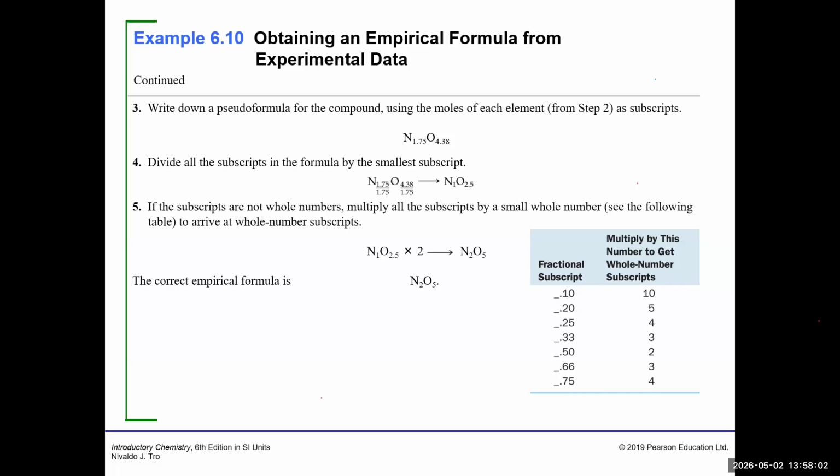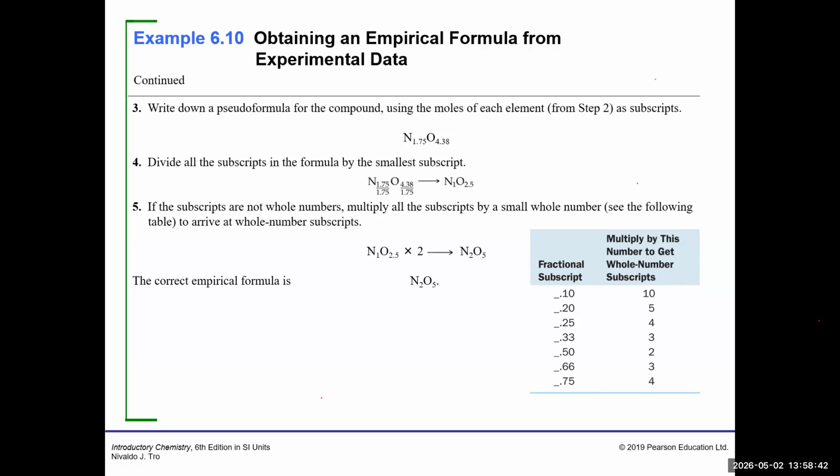The subscripts are not all whole numbers because 2.5 is not a whole number. So you're going to multiply by a small whole number. Once you multiply 2.5 by 2, we can get 5, and 1 here becomes 2. So this is the correct formula, which is the empirical formula N2O5, dinitrogen pentoxide.